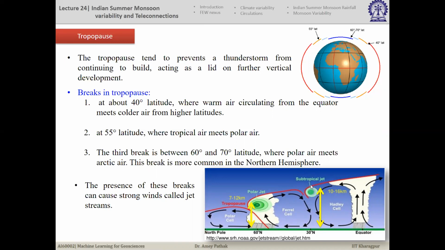So what happens because of this break? The presence of a break creates favorable conditions for very high transport of wind across the latitudes. This can cause strong winds that move in the zonal direction, which we call a jet stream. This is the subtropical jet, blowing around 30-degree north, and there is the polar jet, blowing in the polar region.